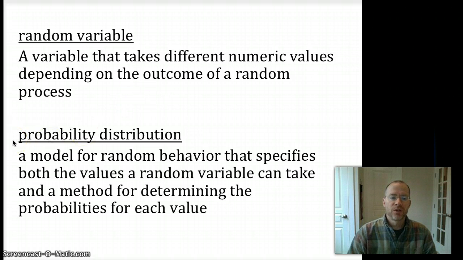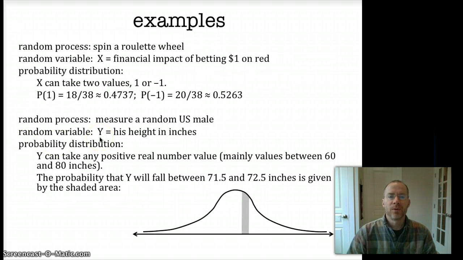Okay, a probability distribution. A probability distribution then is a model for random behavior that specifies two things. It has to specify the values that a random variable can take, and it has to give a method for determining what the probabilities for each value are. So let's look at some examples, a couple of them.